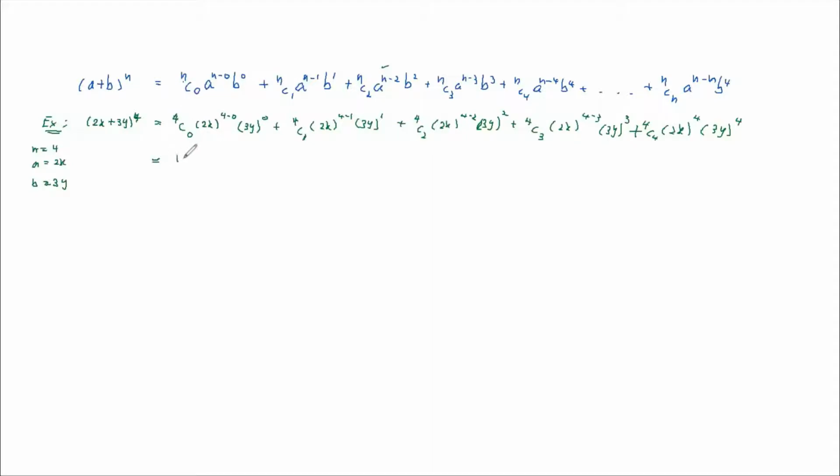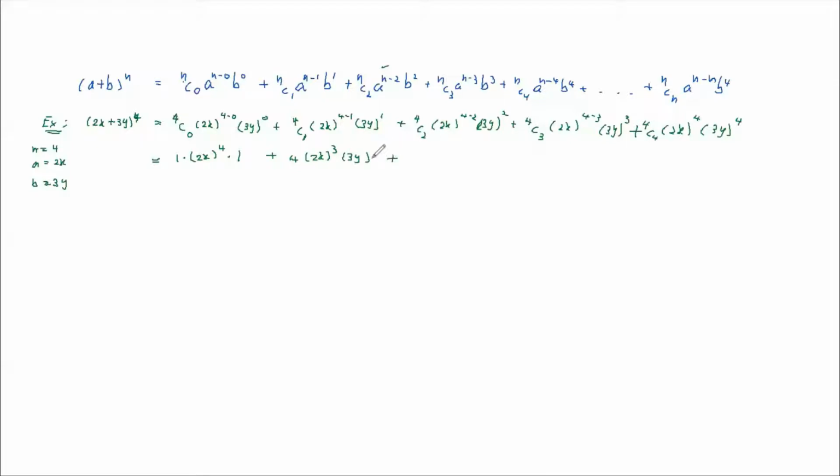4c0 is 1, right? Now I will write step by step first, because I want to explain this point: most students make mistakes at this stage. So we have 2x power 4, correct? And then 3y, the whole thing, power 0, always 1. So we write 1 here. Plus 4c1 is 4, right? And then 2x power 4 minus 1, power 3, and 3y power 1 is 3y.